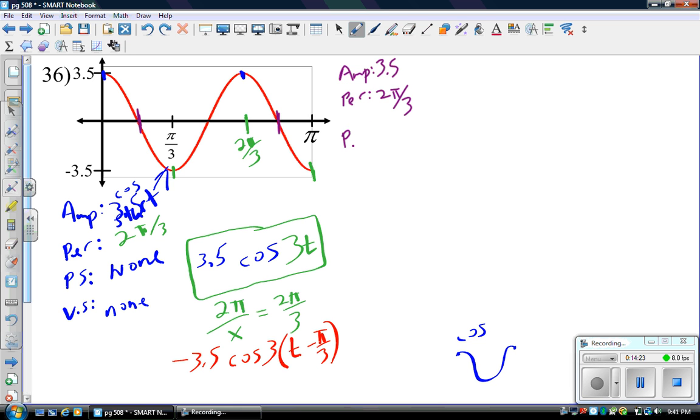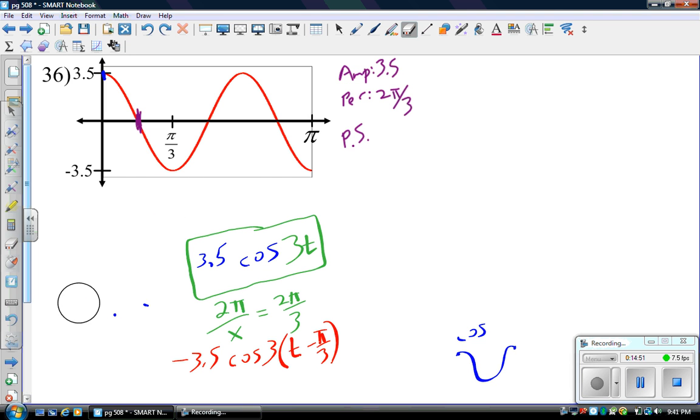The phase shift, now, I marked some places where I could say this is the beginning of it. I could say that's the beginning of the sine, because sine starts on the midline. I could say that's the beginning of the sine. I could say that's the beginning of the sine. It doesn't really matter. I'm just going to pick the first one. Let me erase some of all this other stuff here. Hopefully you got that. If not, rewind.